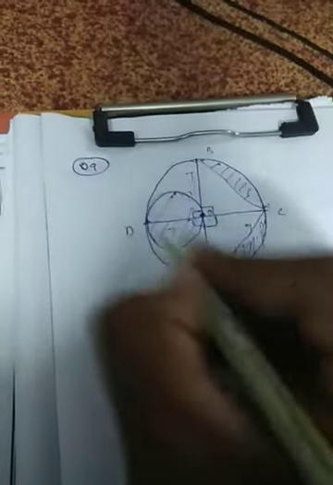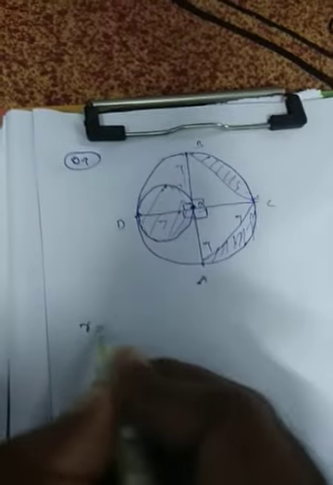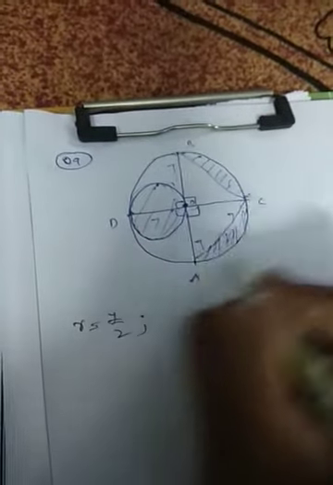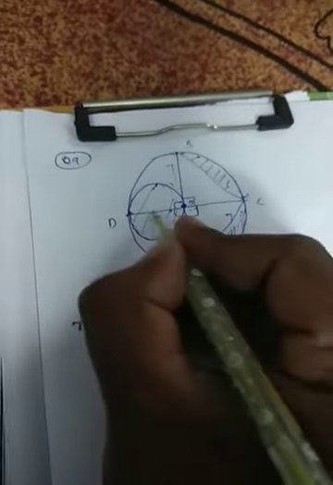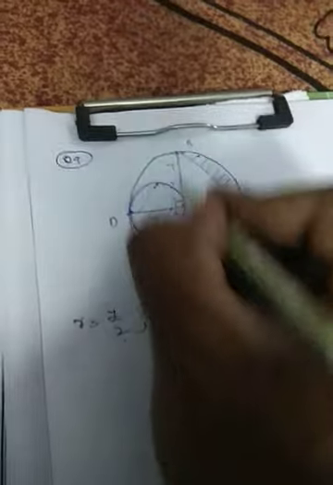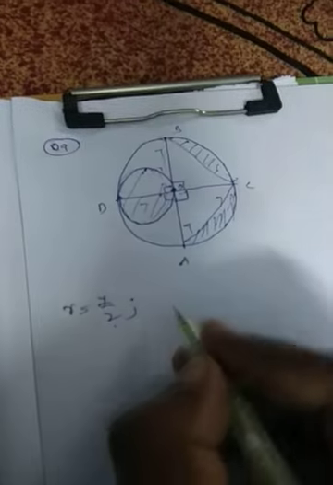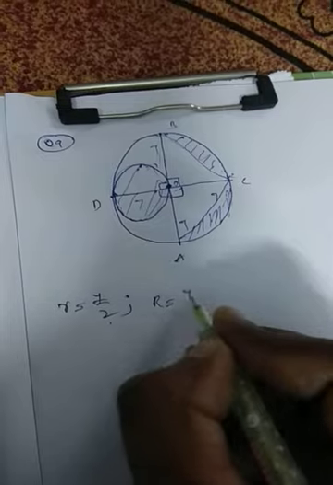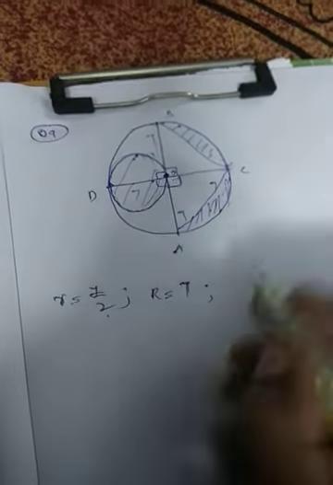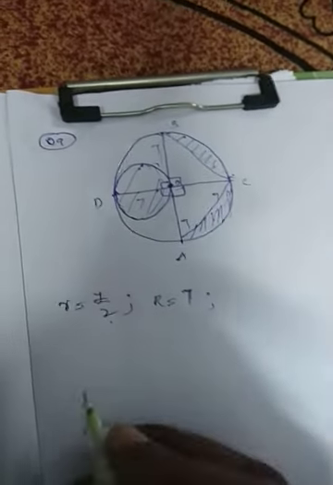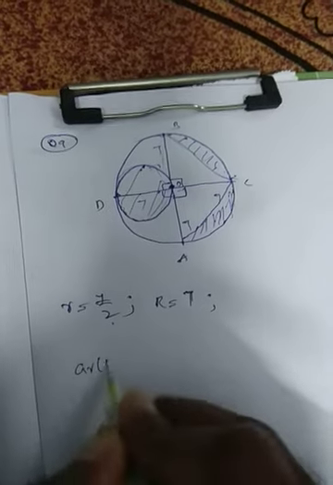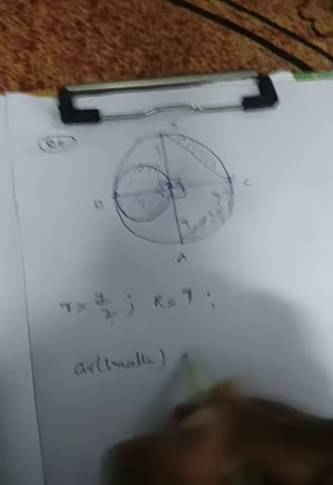First, for the smaller circle area, the radius I am taking is 7/2, since I need to calculate that area. And the bigger semicircle area we also need to find. For that, the bigger semicircle radius is 7. So first I am calculating the area of the smaller circle. What is the area of the smaller circle?